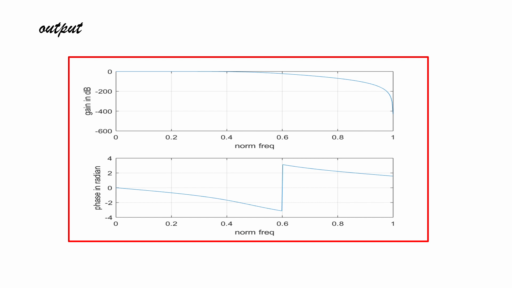So this is the output. This is the magnitude response, this is gain in dB, it is the normalized frequency, and this is the phase response, phase in radians, and this is the normalized frequency. So this is the output of the low-pass Butterworth filter.